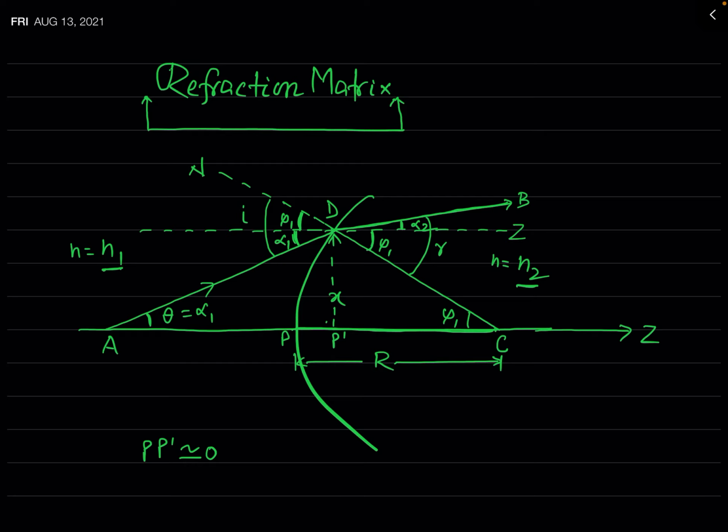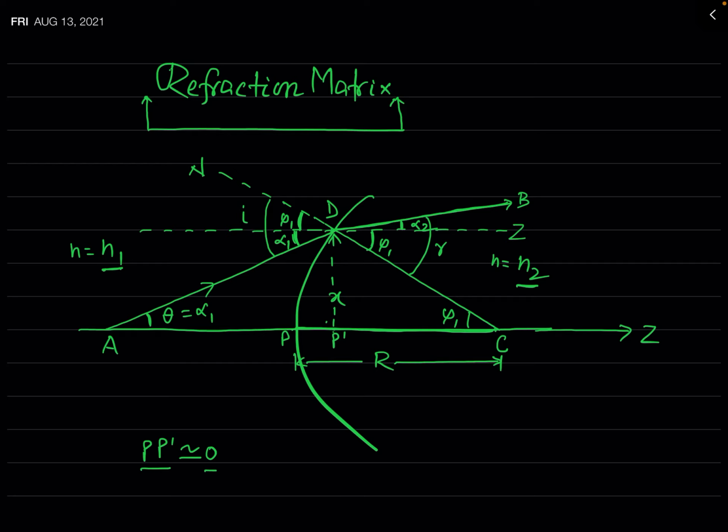And you can see I have considered this dP dashed: when you draw a perpendicular from D to the axis Z, this perpendicular falls at P dashed, and I have assumed that this dP dashed is equal to X. But since we are considering that this point D is almost at P, that is AD is a paraxial ray, in that condition this point P dashed will be almost at P. It means this PP dashed is almost equal to 0.